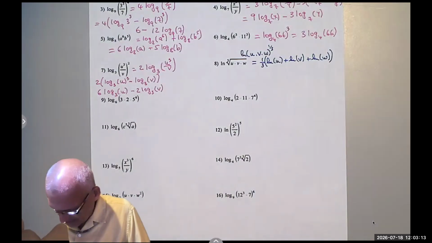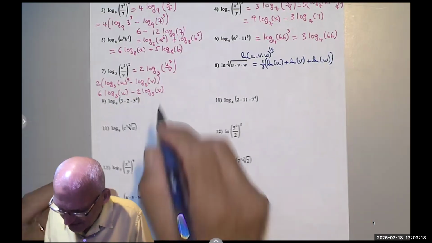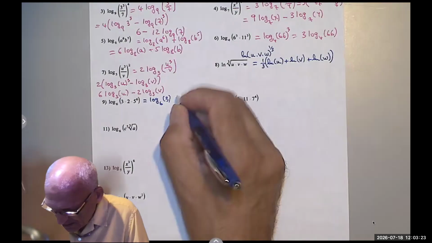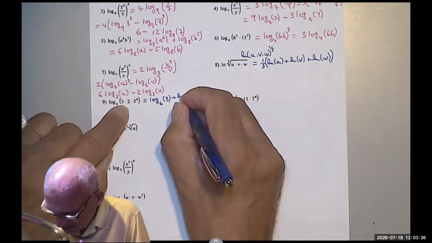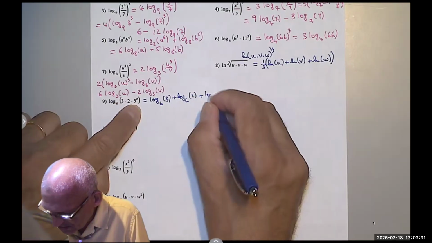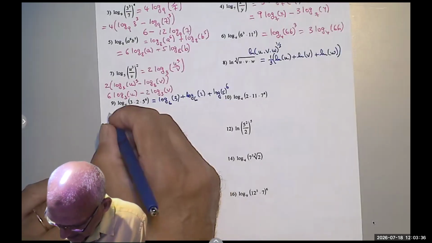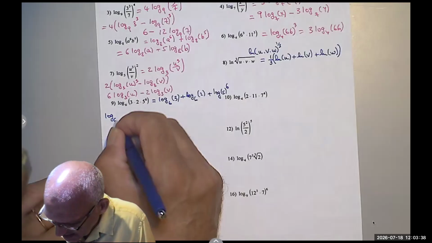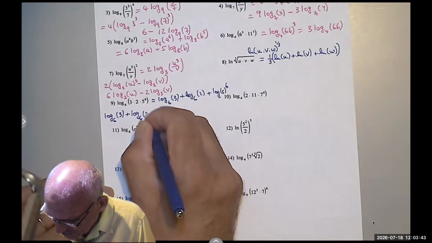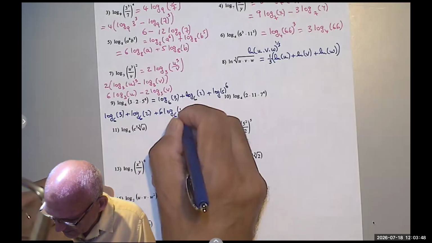Number 9. Wow, there are 17. Okay, number 9, log to the base 6 of that. So I break it down as log to the base 6 of 3 plus log to the base 6 of 2 plus log to the base 6 of 5 to the 6th power. The 6 comes down as a multiplier, and I end up with log to the base 6 of 3 plus log to the base 6 of 2 plus 6 log to the base 6 of 5.